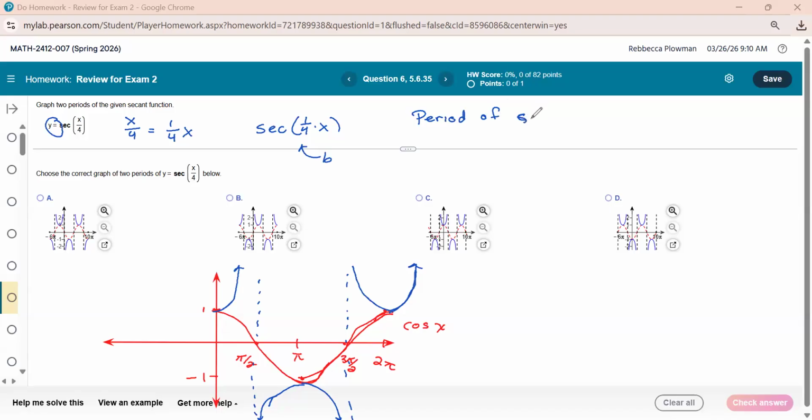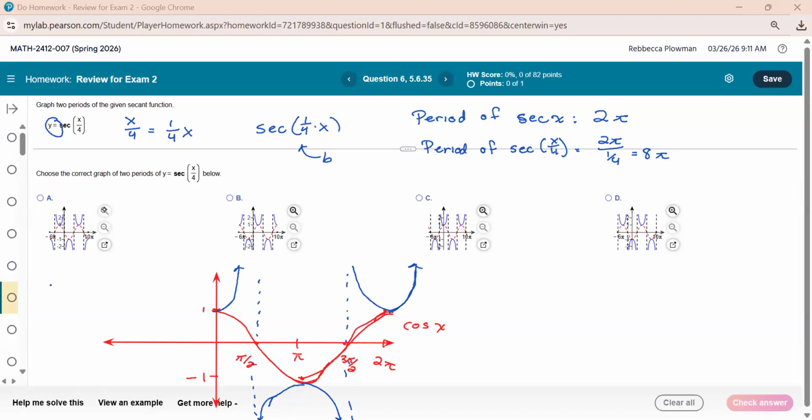So the period of secant would be 2 pi again. The period of secant of x over 4: b is that 1/4. So that would just be 2 pi over 1/4, or 8 pi would be the period. So I think that's going to be one of our determining factors here, just going to be that pi.